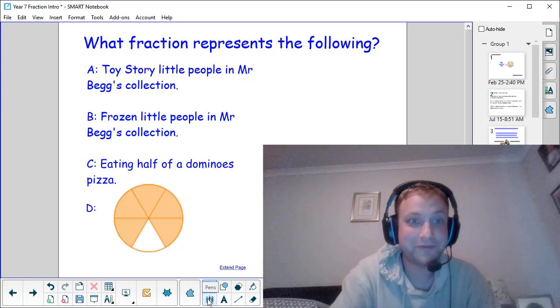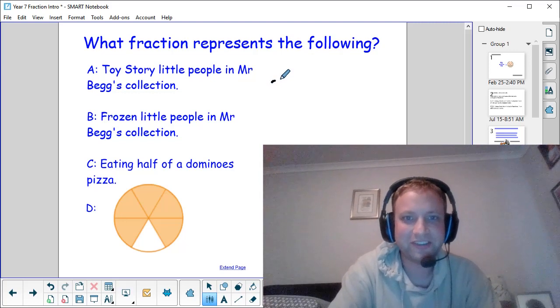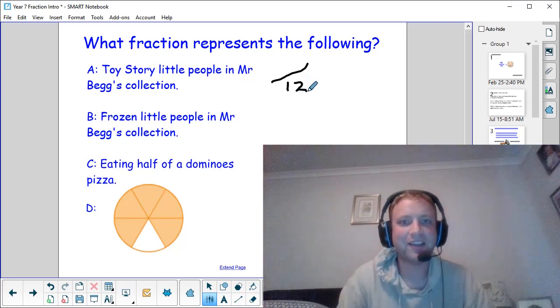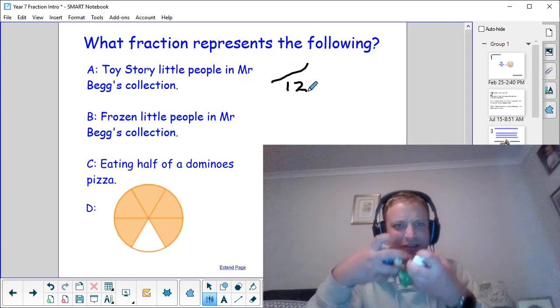Okay, so you would have kept count at that point, I'm sure, and you would have realized that there are 12 little people in my collection. I've been out shopping, and I've bought 12 of them, which means to answer this question, you just need to put a denominator of 12, because that's how many little people are in my collection. Or my collection is cut into 12 equal pieces, because these are all the same as each other, really.